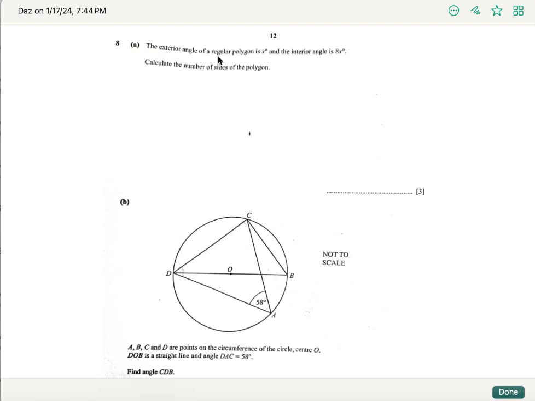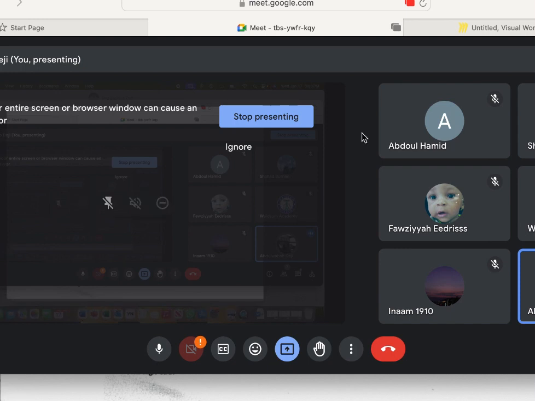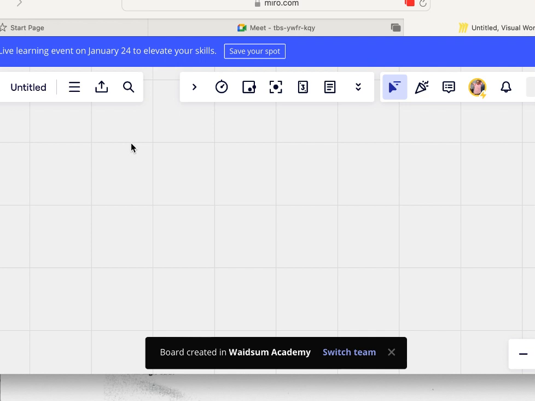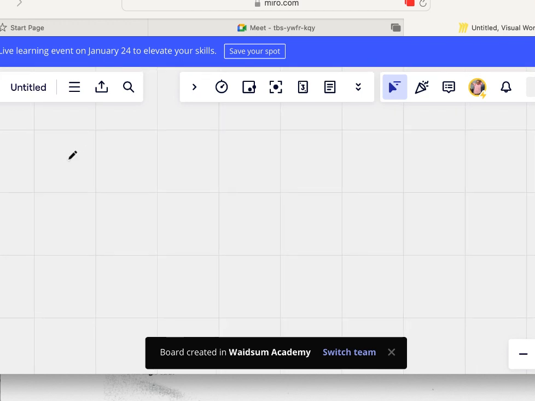We say the exterior angle of a regular polygon is x degrees, and the interior angle is 8x degrees. Calculate the number of sides the polygon has. Okay, so let's take a look at how we can itemize this quickly. We can use EXT for exterior.